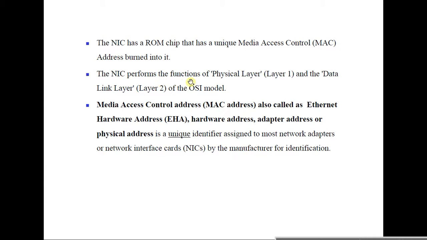So NIC performs functions of the physical layer and data link layer of the OSI model. The media access control address, MAC address, is also called Ethernet hardware address or adapter address or physical address. It is a unique identifier assigned to most network adapters or network interface cards by the manufacturer for identification.